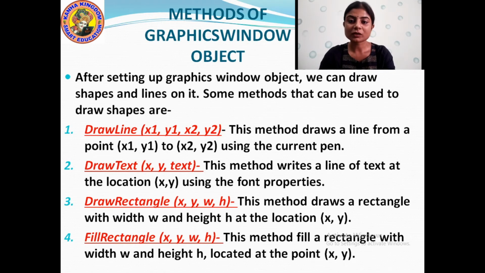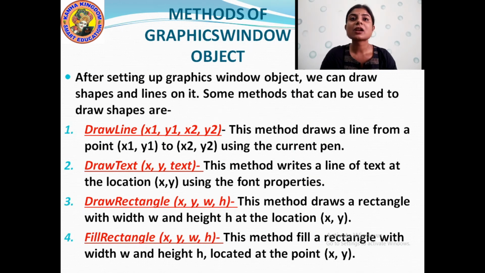So according to these axes, you will give the values inside the program, instructing the computer, and according to it, it will draw a line for you. This is the code that you have to give: DrawLine X1, Y1, X2, Y2. This method draws a line from the point X1, Y1 to X2, Y2 using the current pen. There is a pen being used inside the program, and by giving the values you instruct the computer to draw a line inside the program.